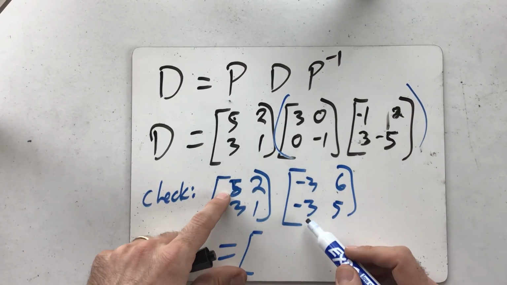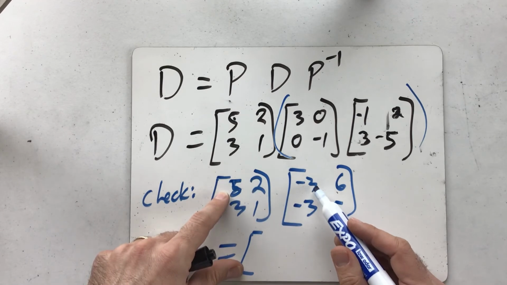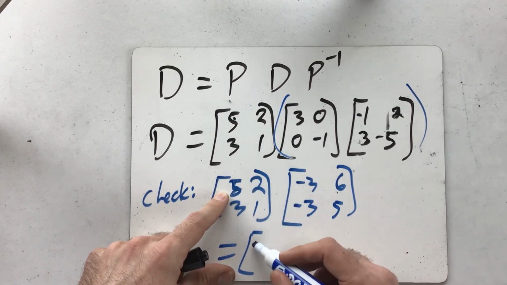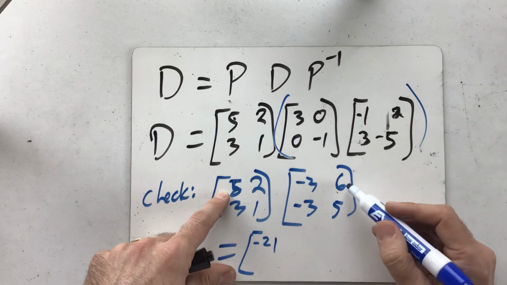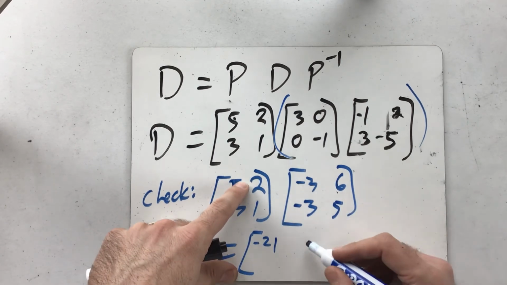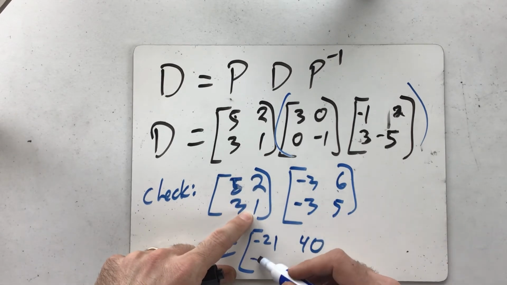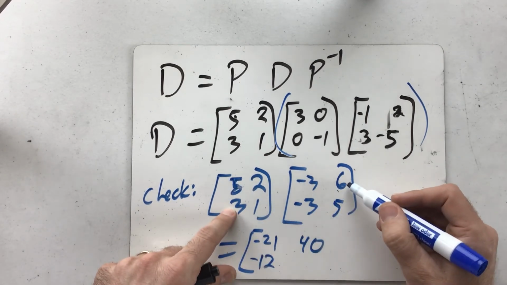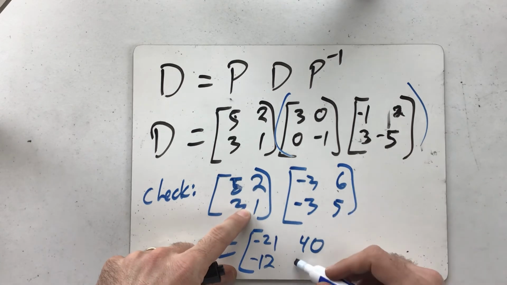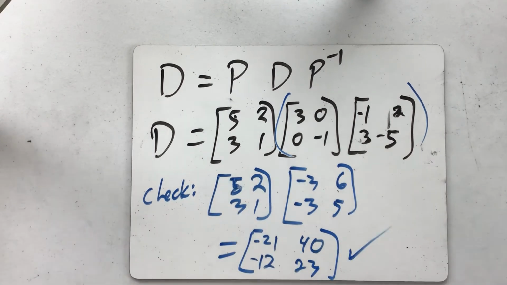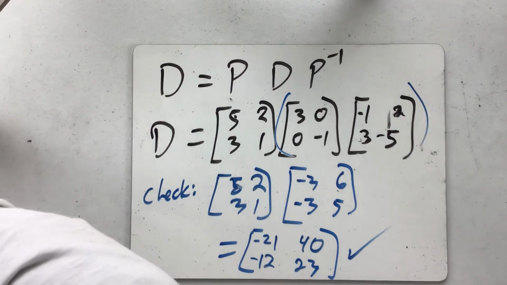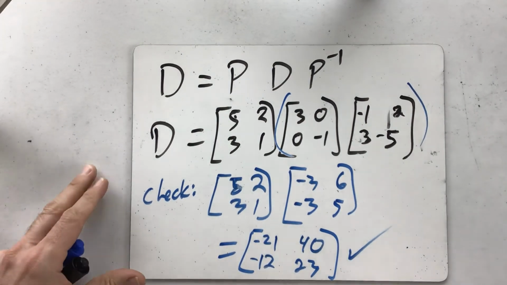And we'll multiply those together. Row times column. Negative 15 minus 6 is negative 21. 30 plus 10 is 40. Negative 9 minus 3 is negative 12. 6, 12, 18 plus 5 is 23. And check, that's actually our correct matrix. And so this is a correct diagonalization.